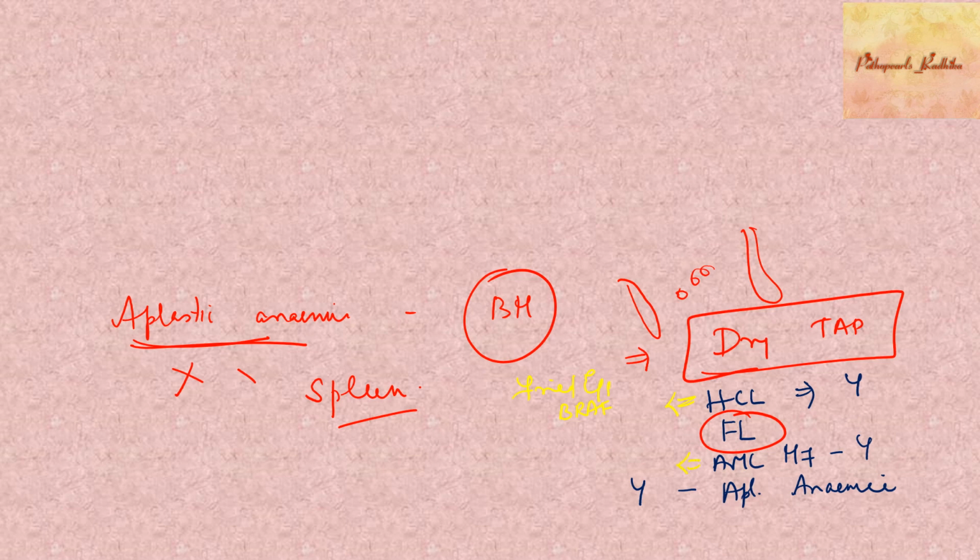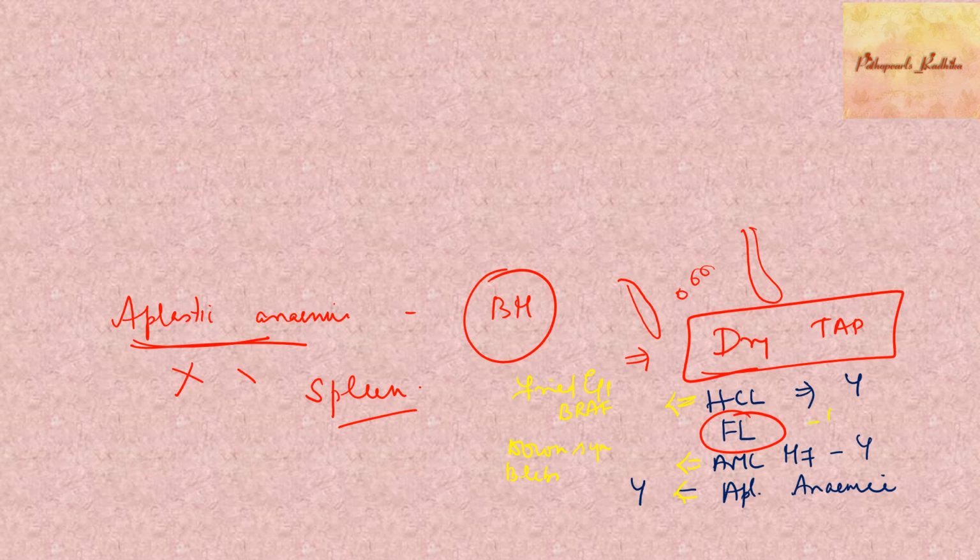And AML M7, three points: it can be associated with Down syndrome. Remember, not only AML, ALL can also occur in Down syndrome. Then they can have cytoplasmic blebs or pseudopods. They can cause fibrosis of the bone marrow, right? Then about aplastic anemia, if you have splenomegaly, your diagnosis is wrong. You don't expect a splenomegaly in case of aplastic anemia.